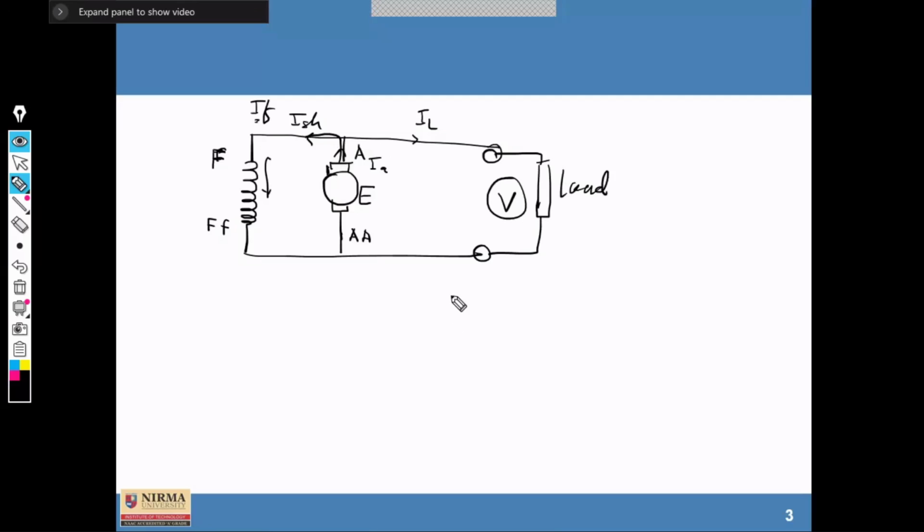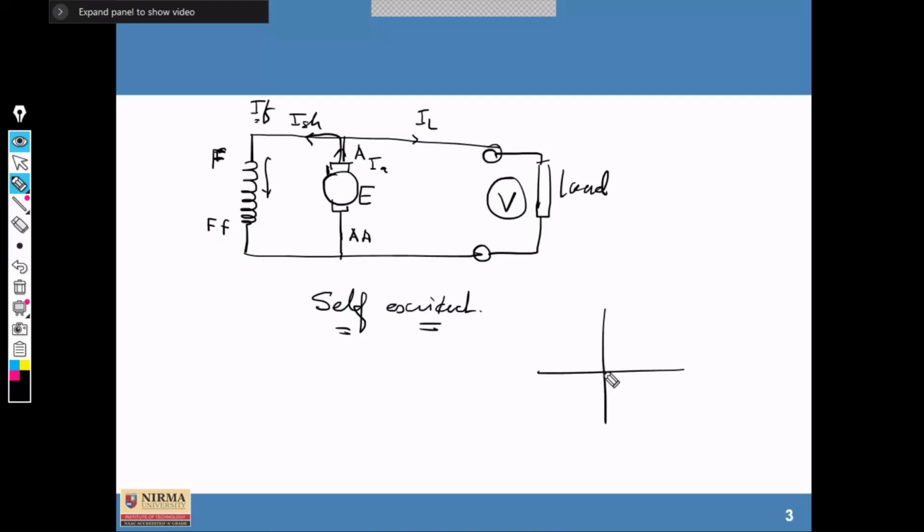Clear? So here, whatever the EMF is induced, the similar current is used for the field winding. So here it is named as self-excited. We know that there is a residual magnetism.